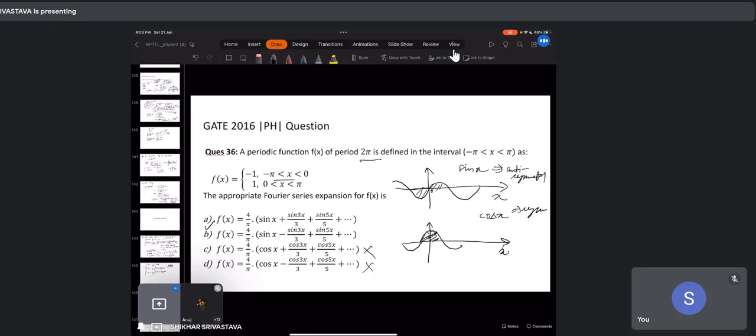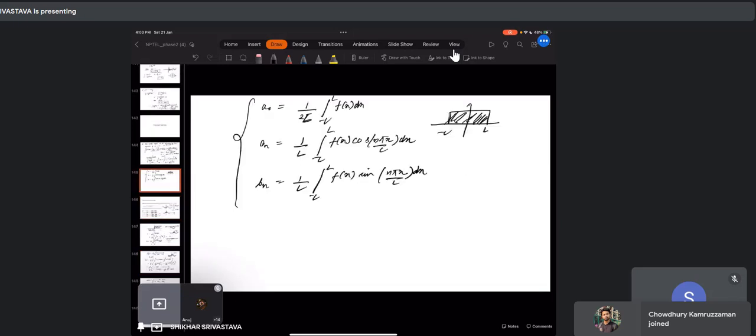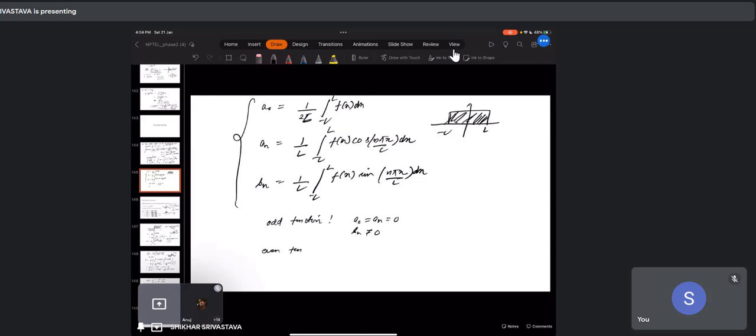First of all, see what kind of function it is. If it is an odd function, then you can just calculate bn. And if it is an even function, then for an odd or antisymmetric function, a naught and an will be 0 and bn will be non-zero. For an even function, your a naught and an will not be equal to 0 and bn will be 0. Remember this, okay?